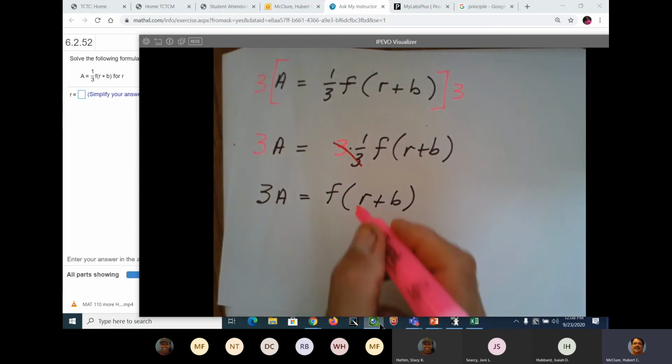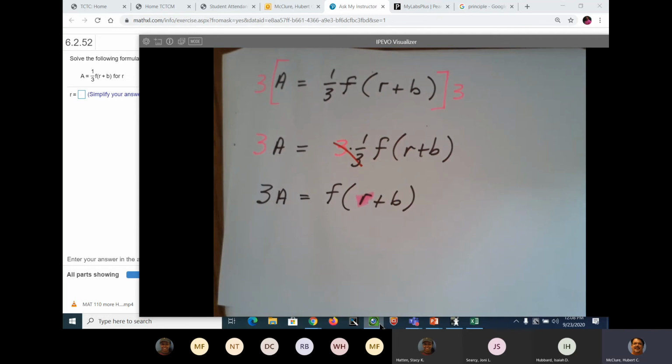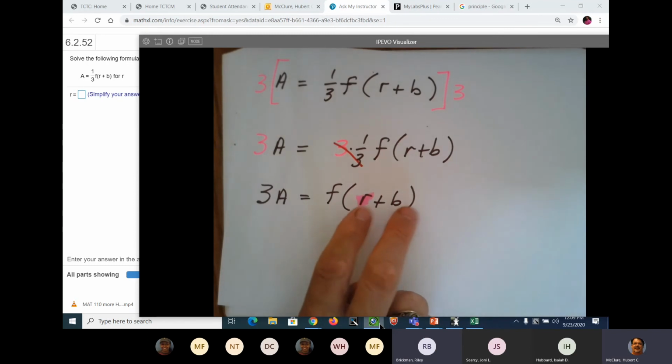What's the problem? R is in parentheses, and it's like it's in a block of concrete. So yeah, we either have to distribute or divide. And I'm going to show you both.